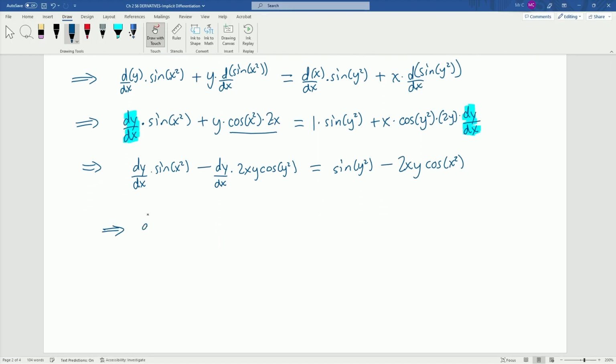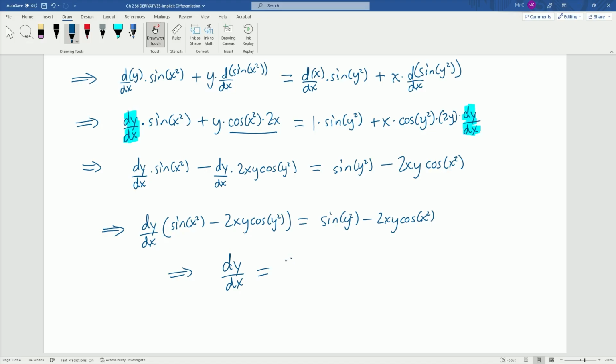So now I factor out my dy/dx. I get dy/dx times sine of x squared minus 2xy cosine of y squared equals sine of y squared minus 2xy cosine of x squared. And I divide this factor across, and finally I get dy/dx equals sine of y squared minus 2xy cosine of x squared over sine of x squared minus 2xy cosine of y squared.